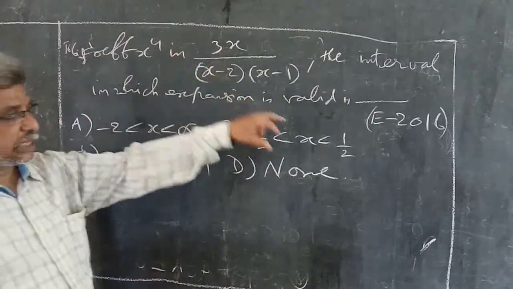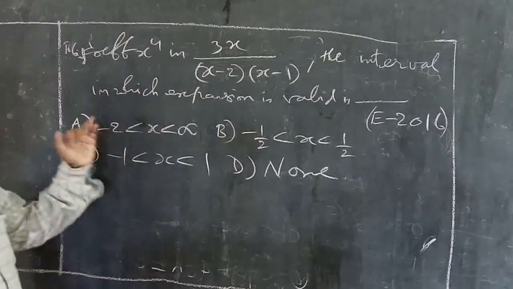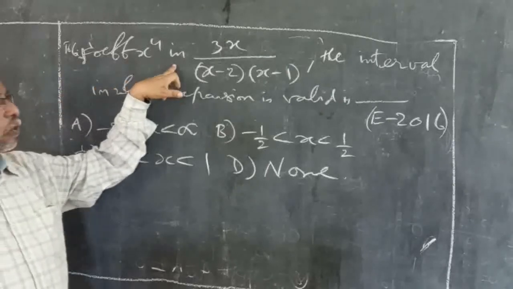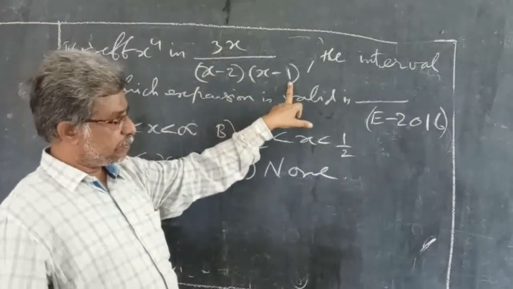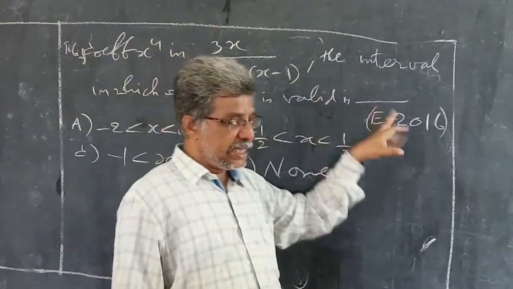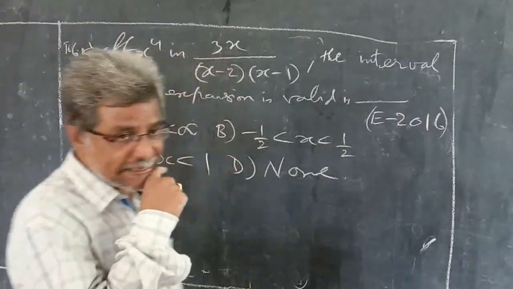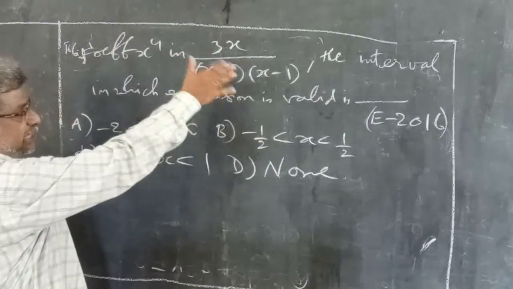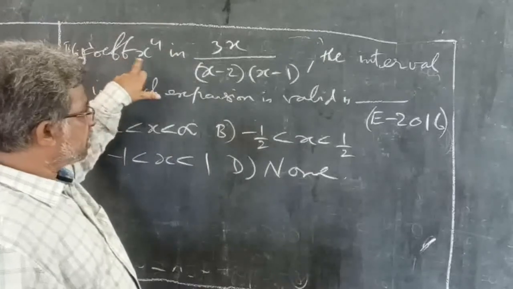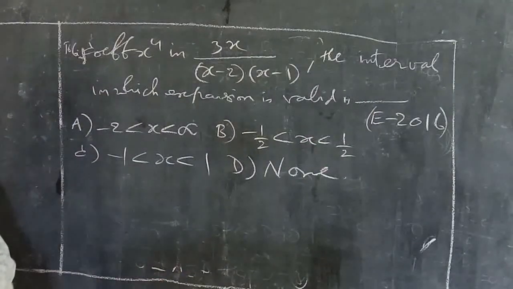See, MSET 2016 question: yesterday we did coefficient of x power 4 in this expansion. In the same sum, he made a small change. To find the coefficient of x power 4 in 3x by x minus 2 into x minus 1, the interval in which the expansion is valid is, means where this expansion is valid. It is not asking for the coefficient of x power 4, it is asking for the interval of x.